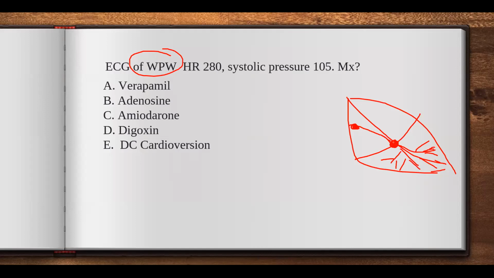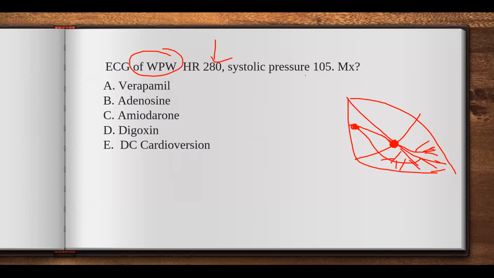Now, in WPW syndrome, what happens? There will be a formation of an accessory pathway which will bypass this AV node. So if any arrhythmia starts in the atrium, it will directly go to the ventricle, and it can be seriously problematic. Like you can see the heart rate 280. Something like that, because the AV node is not functioning here.